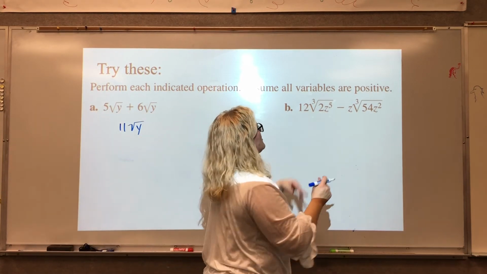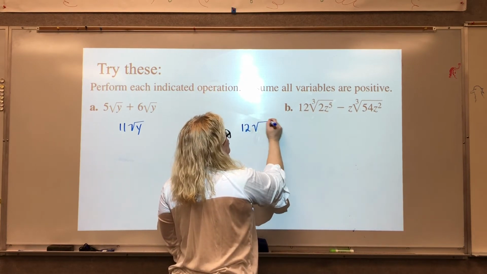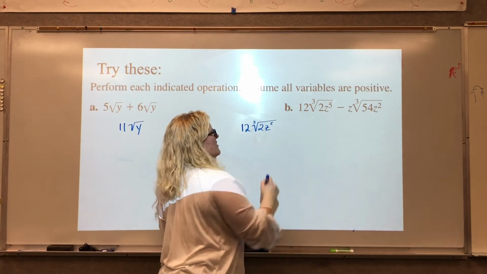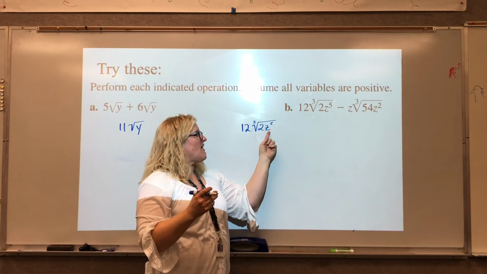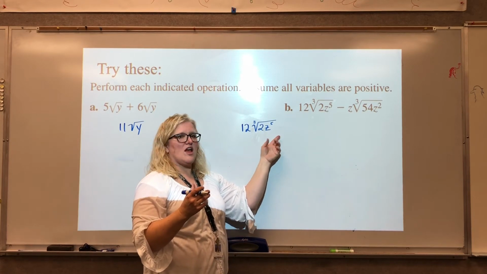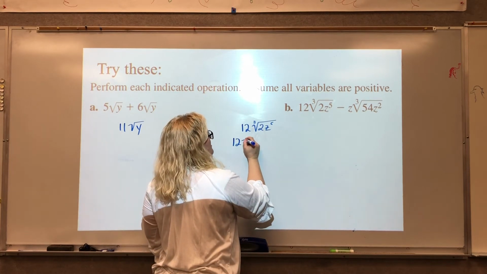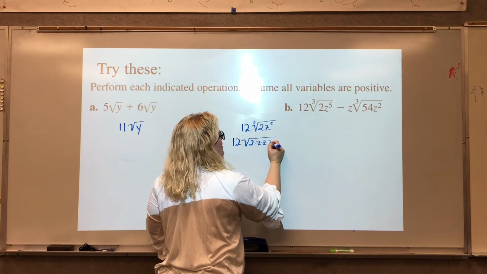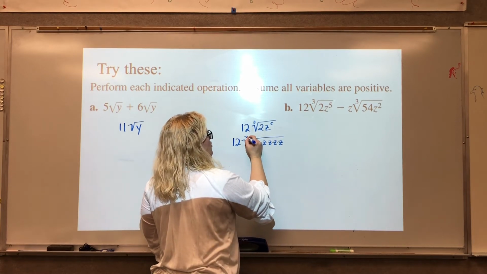Over here, let's look at these separately. I've got 12 times the cube root of 2z to the 5th. So what does the cube root mean? It means that if I have 3 of something in here, 3 of one thing pulls out 1. So I could rewrite this as 2 times 1, 2, 3, 4, 5 z's, the cube root.